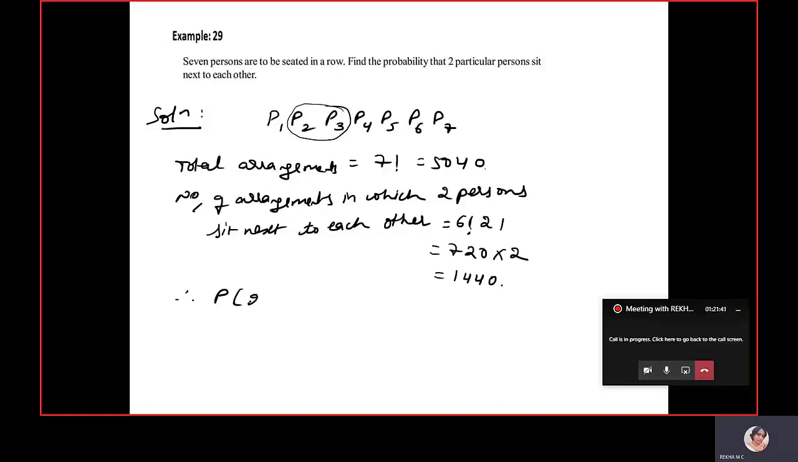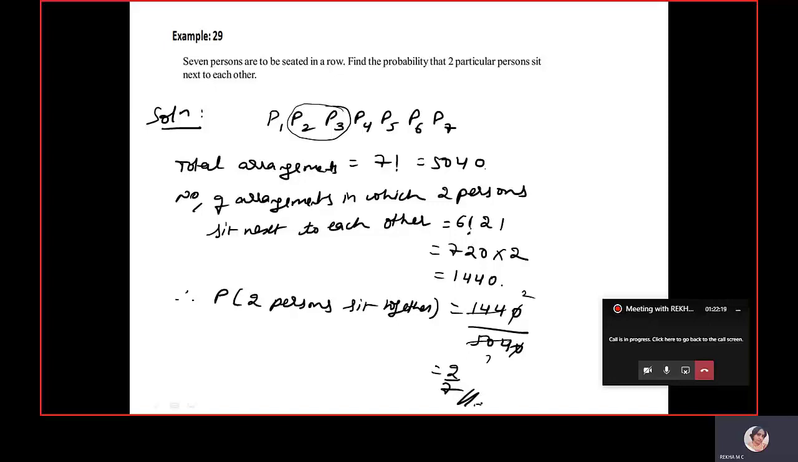Therefore, the probability of 2 persons sit together is equal to 1440 divided by 5040. So 0 cancels. So it is 72 into 2, 72 into 7. So it is 2 by 7.